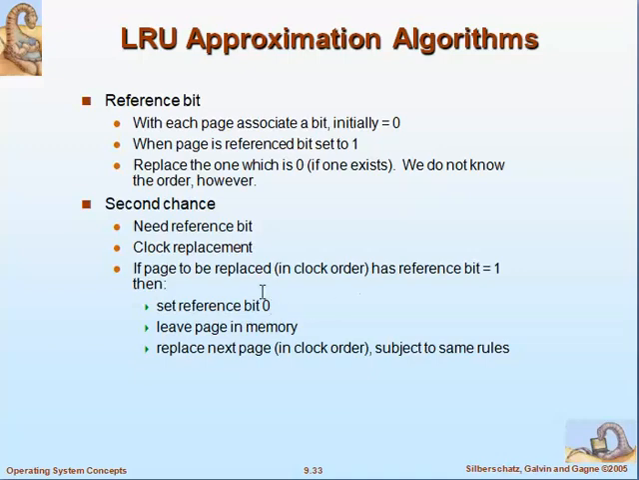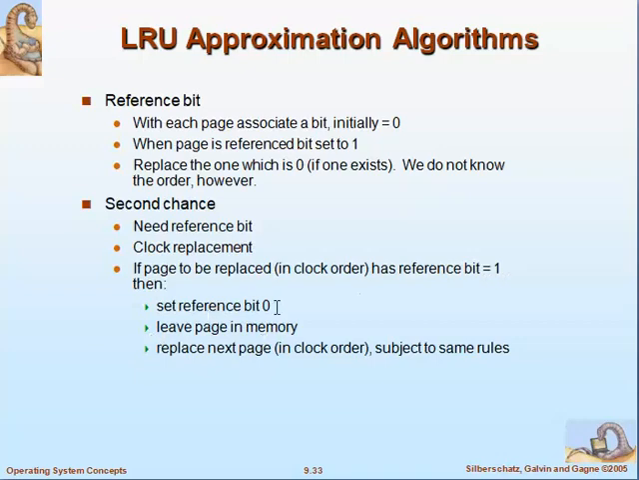Every page will be given one more chance if its reference bit is set to 1. How it is given a second chance is that the reference bit will be changed from 1 to 0. When the replacement algorithm runs again, when it comes for the second time and finds the reference bit as 0, that particular page will be replaced.